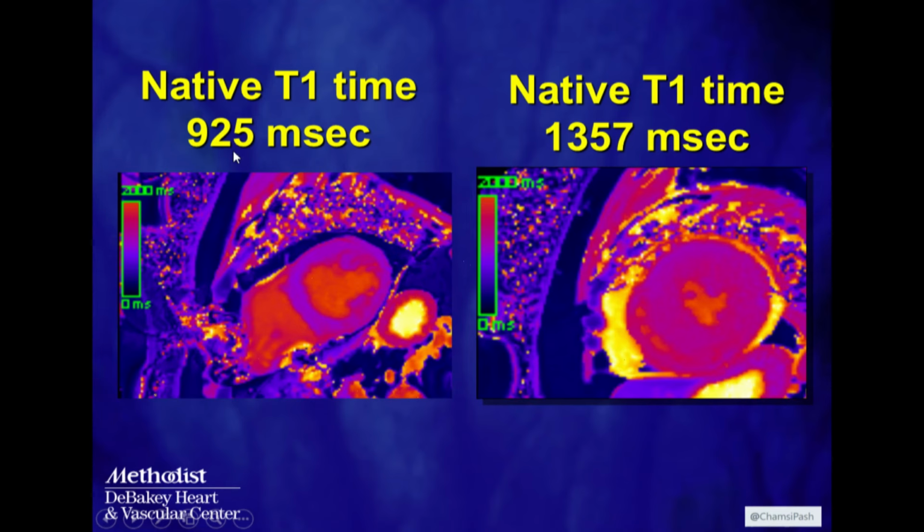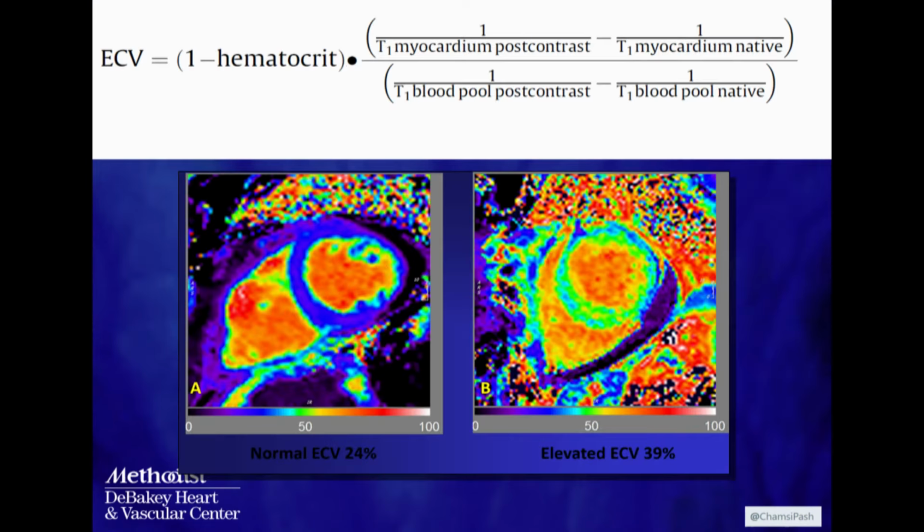And if you look at this native T1 time, 925 milliseconds appears to be within normal for this case. Well, if you look at this patient, you can see here, it's a diastolic image, there's significant increase in wall thickness, and the T1 time of this myocardium is extremely prolonged, meaning that it's taking a longer time for the heart to recover, which is basically the premise of the impaired relaxation that we see on echocardiography.